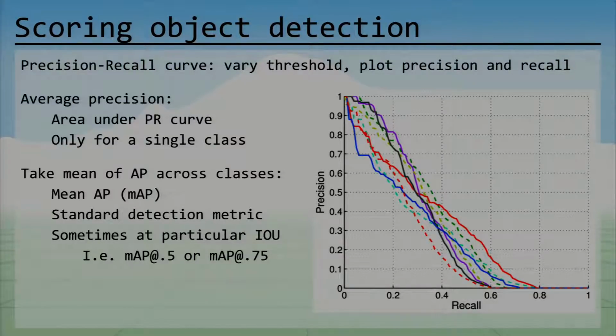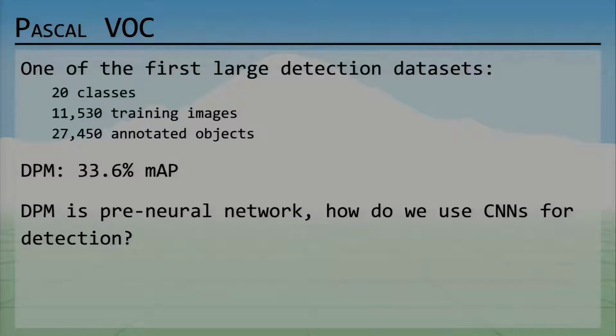So I keep talking about PASCAL VOC, so we'll actually talk about it a little bit. This is one of the first really large detection data sets. It's not large in the same way that ImageNet is large, but it's large in terms of detection because it's really time intensive to go through and actually draw these bounding boxes on all of these objects in a bunch of images. So it is just 20 classes and 11,000 training images. There are 27,000 annotated objects, so there are a little bit more than 2 objects per image on average.